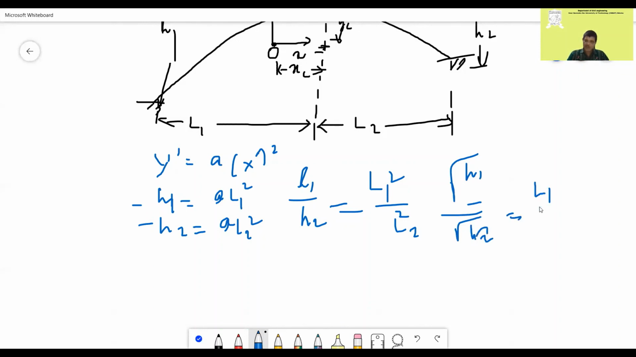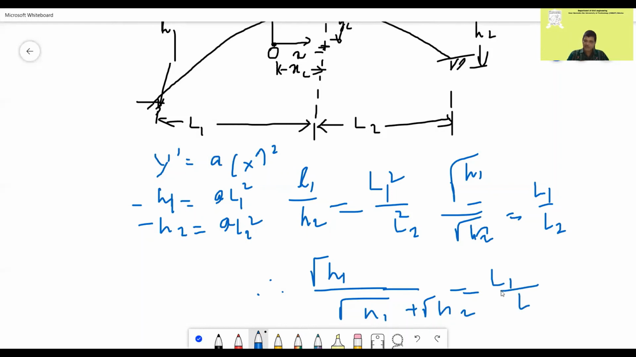So if one of the lengths is not known, the other length can be obtained. Now, if we combine here root over H1 plus root over H2, we find this is equal to L1 by L1 plus L2, so that will be equal to L1 by L. So from this relationship, if one of the values is given, the other values can be obtained. If H1 is given and L1 is given, L2 can be obtained, L can be obtained.